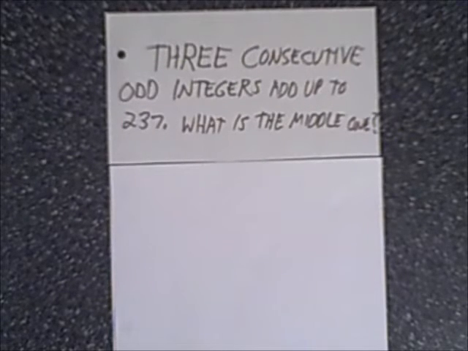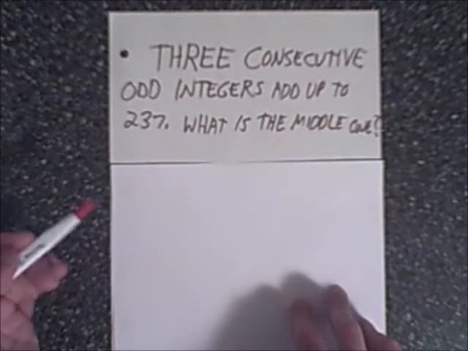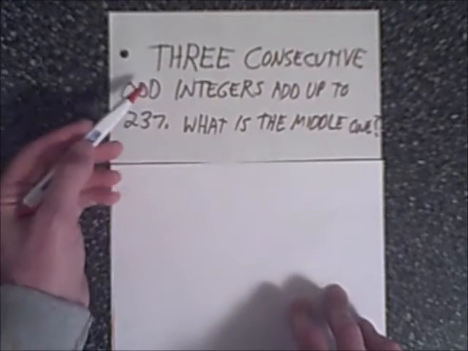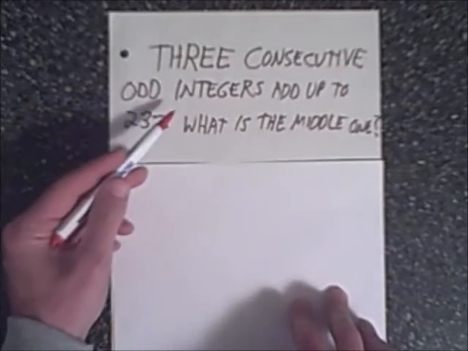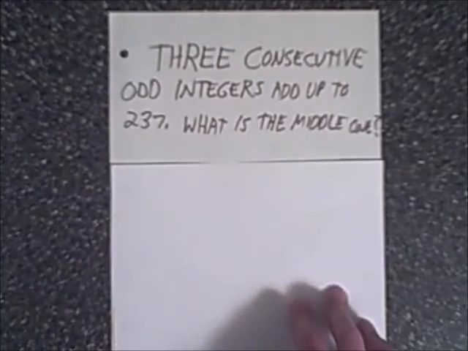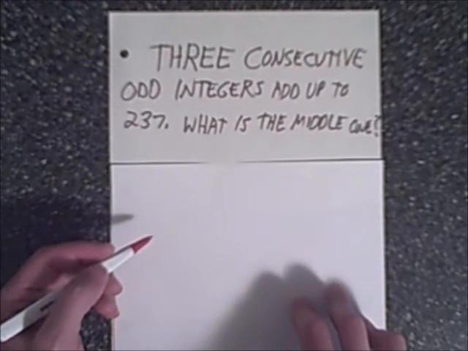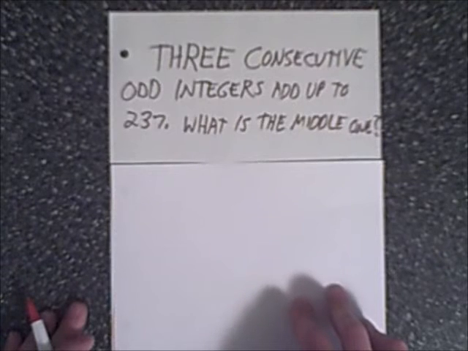Okay, in our third example, we have 3 actual numbers we're going to be working with. It says 3 consecutive odd integers add up to 237. What is the middle one? So again, let's go back and start writing some variables and equations.